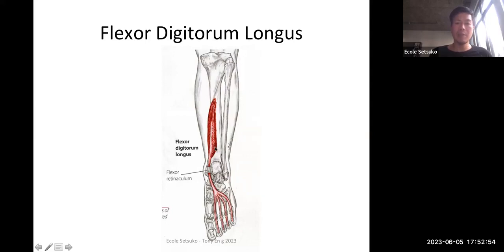We're going to look at the brevis later as a shorter muscle, but this is long, so it extends out longer. Because it goes into the toes, it's going to do 2nd to 5th toe flexion as its main action, but it also will do an ankle inversion, bring our foot inwards, because it's more on the medial side. Flexor digitorum longus on the medial side right there.